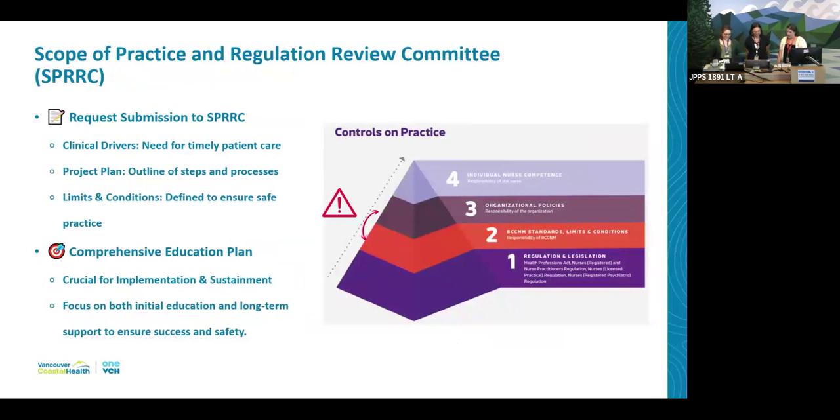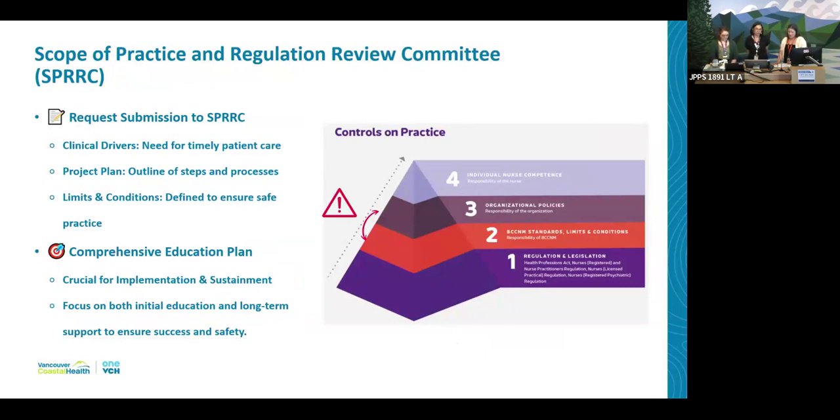So SPRC, Scope of Practice and Regulation Review Committee. Since this was not permitted in VCH yet, the VCH Scope of Practice and Regulation Review Committee needed to approve this change. This group of professional practice, clinical education, risk, legal, and operations partners collaborates to decide if scope can be optimized upon request and support defining limits and conditions to these optimizations.